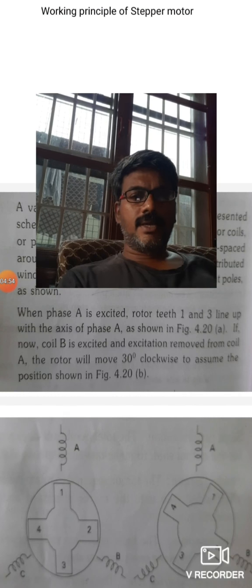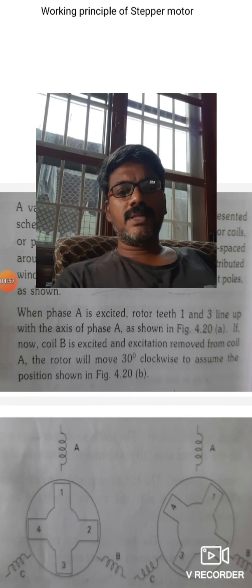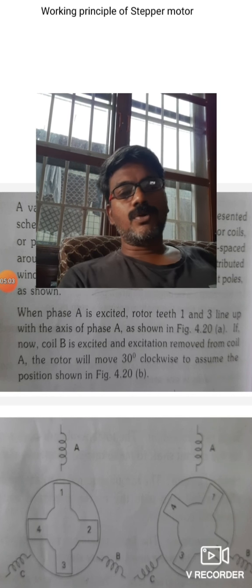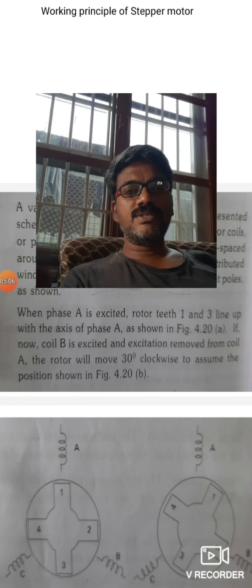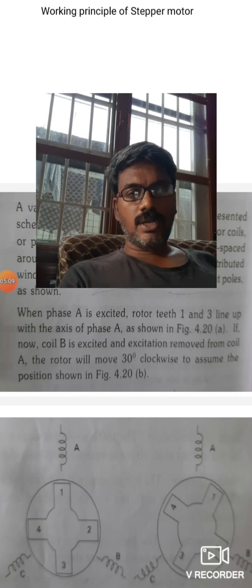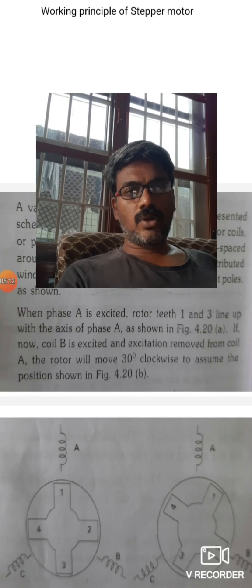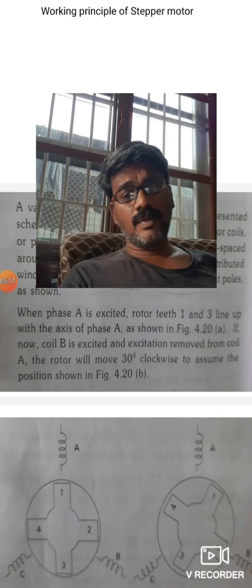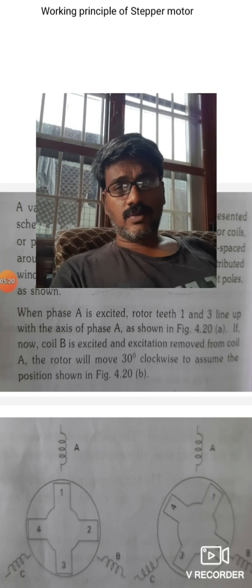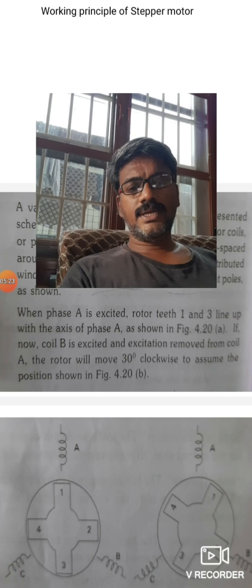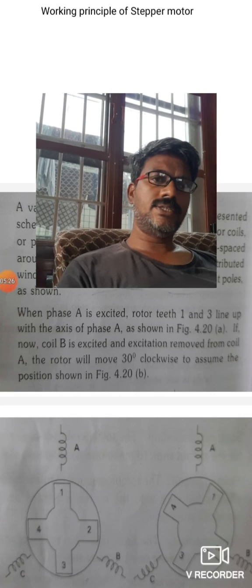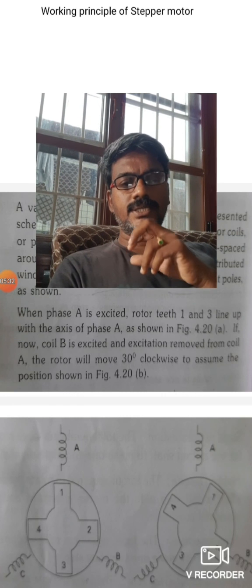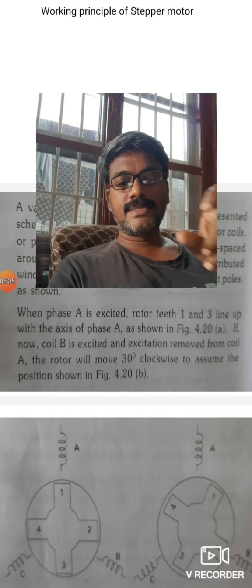Another important point: depending upon the design and usage, the power pulses consist of current pulses of the same polarity, or alternate pulses of opposite polarity. This is the second important point. There are two controls: one is the angle of rotation and the other is the direction. The angle of rotation is determined by the number of pulses, and the direction is determined by the order in which you excite the poles.